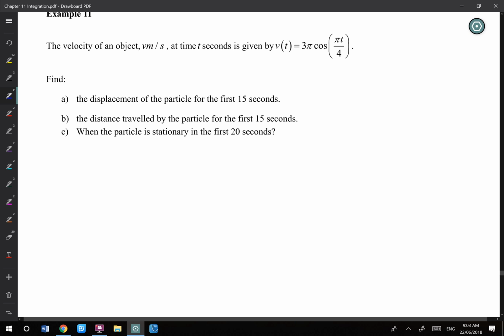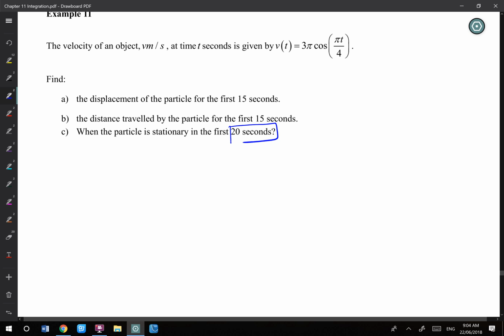The velocity of an object v(t) is given by 3 pi cosine pi t over 4. Can you draw the first 20? You can draw 16, just give me something. It's not really a period, draw from t equals 0 to t equals 16 or 18 or 20, close to that area. About 20 will be a good one because it asks about 15 seconds and 20 seconds. So 20 seconds is where I need, I think.